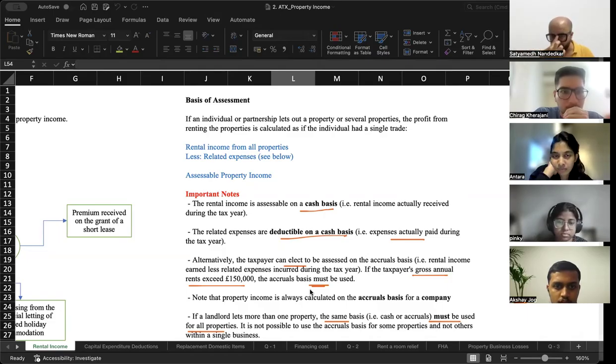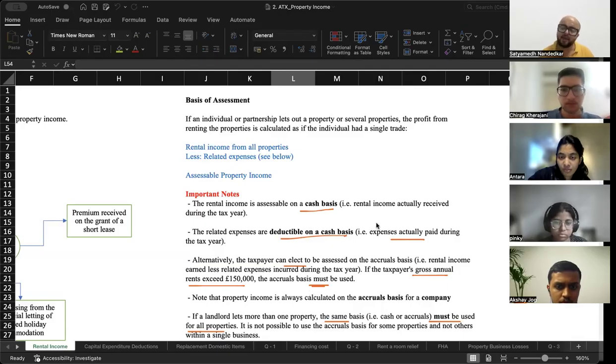Similarly, in case of property income, the category of expenses that we are going to see are exclusively connected with that particular property. Expenses related to maintenance of property and a whole set of categories, but there has to be a nexus with the underlying property. Okay. Now, rental income is assessed on a cash basis.